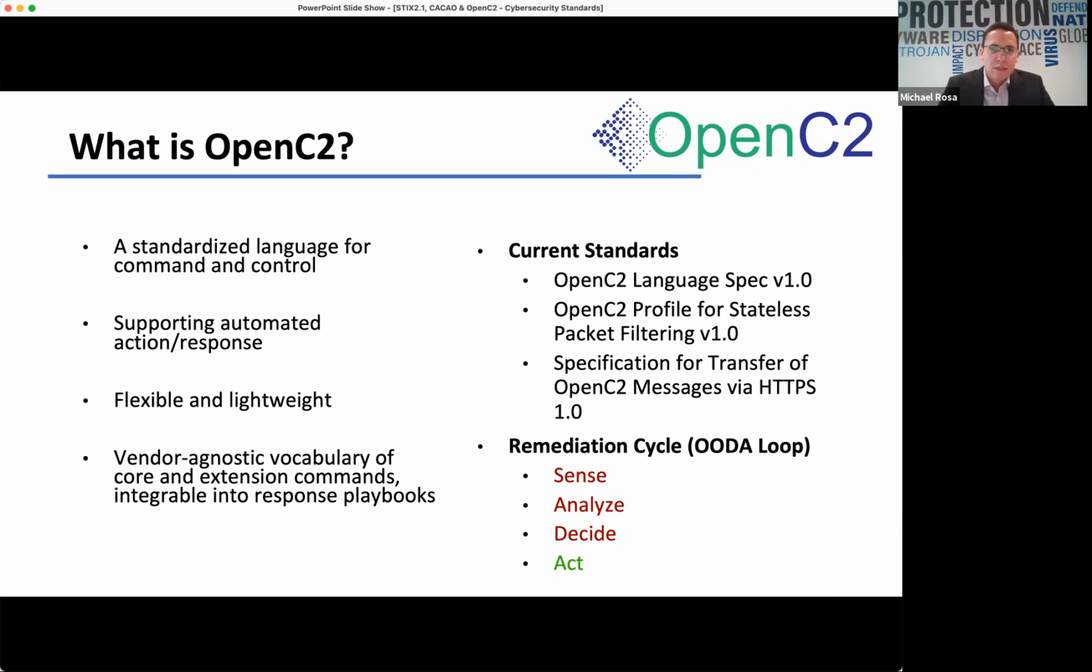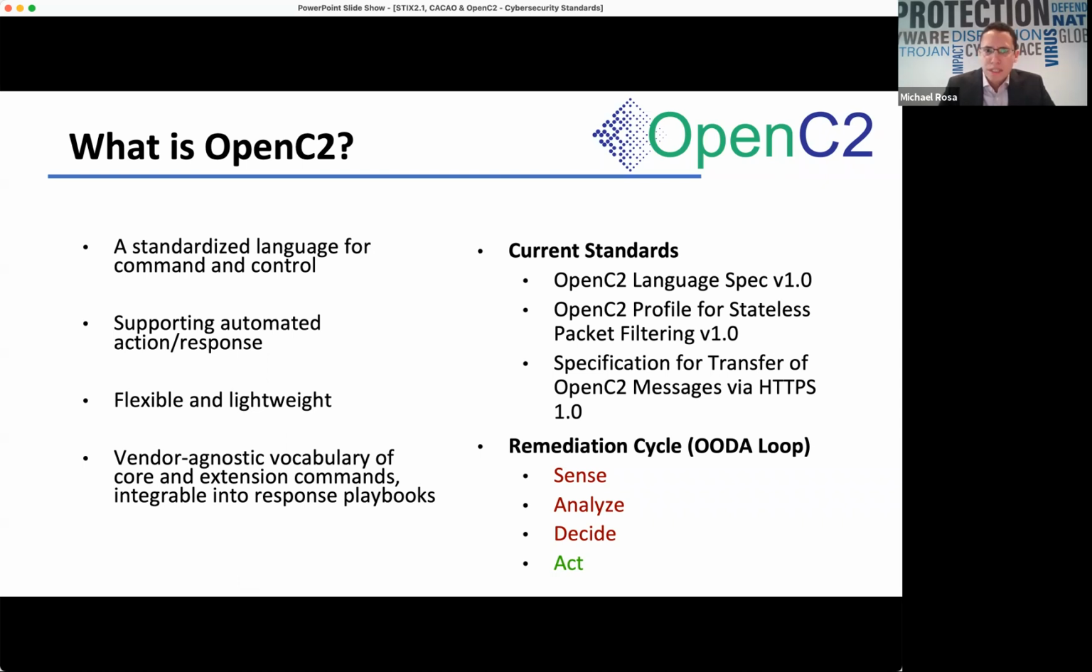OpenC2 was here to set a very niche area for handling command and control and trying to standardize that in a very normalized way. OpenC2 was looking at doing a modular approach. So we have created several specifications over the years, but we're really trying to focus on that ACT portion. As you see on the right-hand side of the slides, you see the OODA loop of sense, analyze, decide, and act. And OpenC2 is really trying to handle that remediation and response, be flexible and lightweight, and be agnostic in its software and platform and hardware as well.